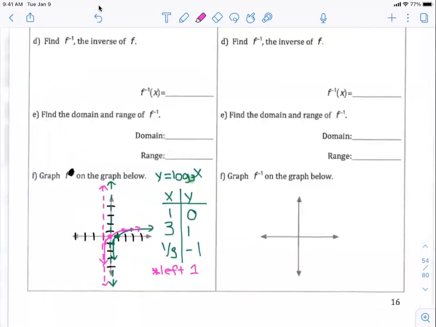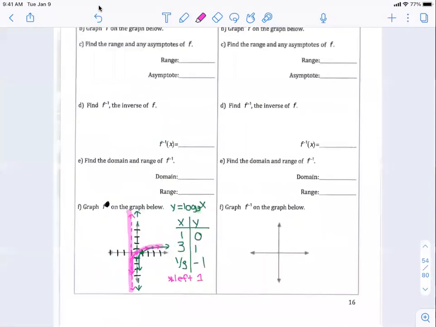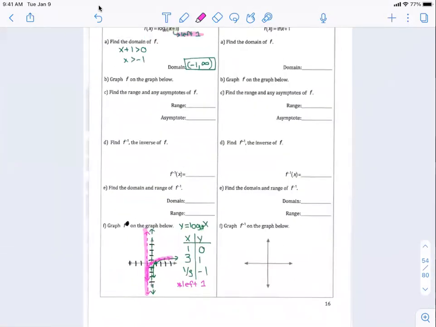And if you have a lot going on your graph, a lot of times it's helpful just to highlight your answer. So part C says find the range and any asymptotes of f. So the range, lowest to highest, it's always going to be negative infinity to infinity. The asymptote, vertical, this is going to be x equals negative 1 because it went left 1.